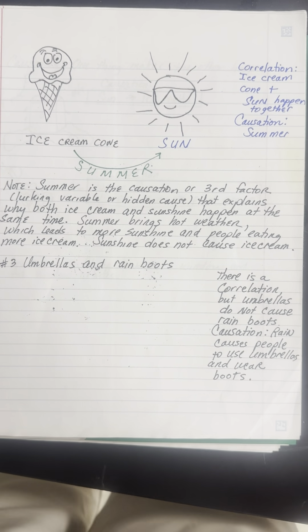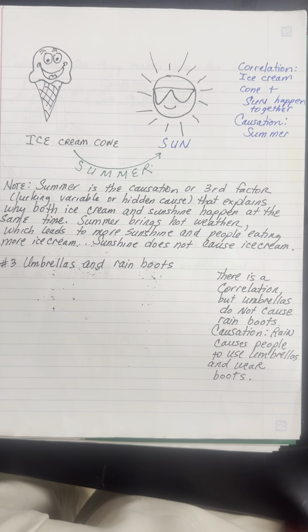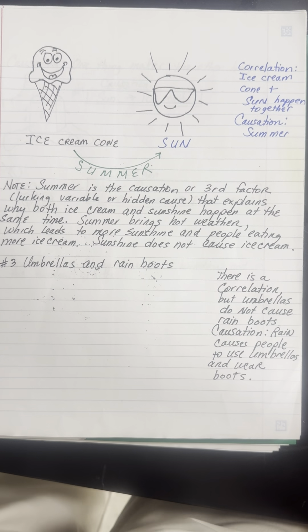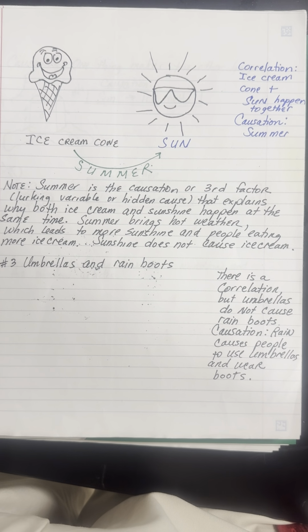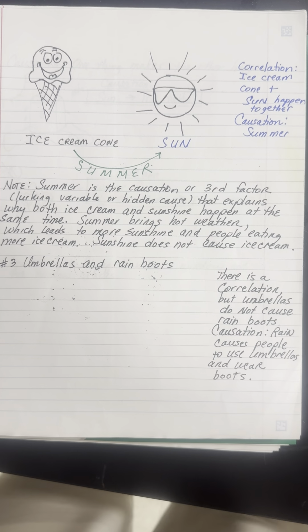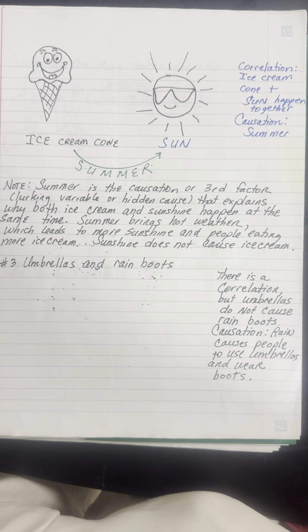It's considered the third factor or the lurking variable, or a hidden cause that explains why both ice cream and sunshine happen at the same time. Summer brings hot weather, which leads to more sunshine and people eating more ice cream. Sunshine does not cause ice cream. Summer does. And summer is the lurking variable there.